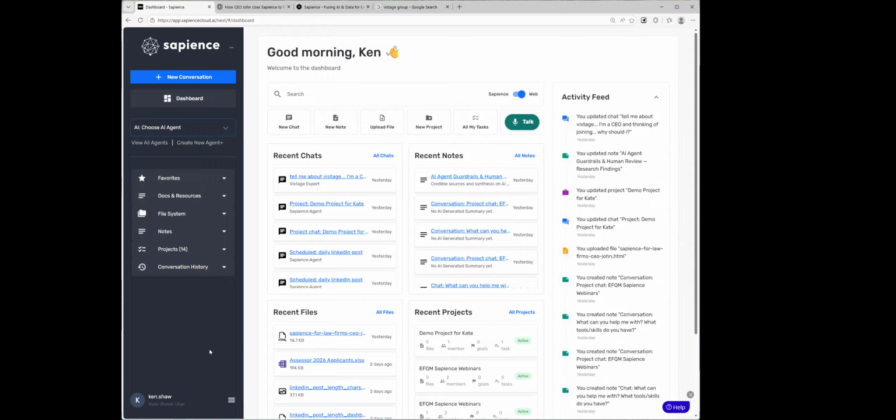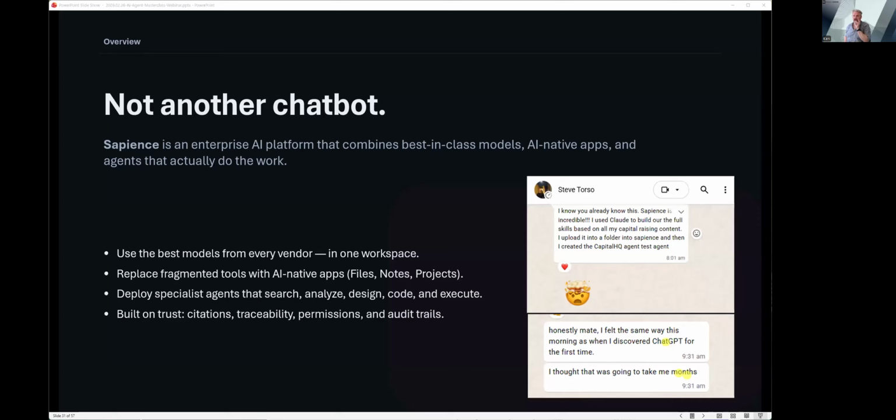And if you know Steve Torso, you know that he's way off the top of the charts when it comes to AI utilization and the use of every AI tool on Earth. He's the most advanced AI user I know that doesn't work for me. And he had this to say about Sapience. I didn't share it earlier, but I'll put it up now.